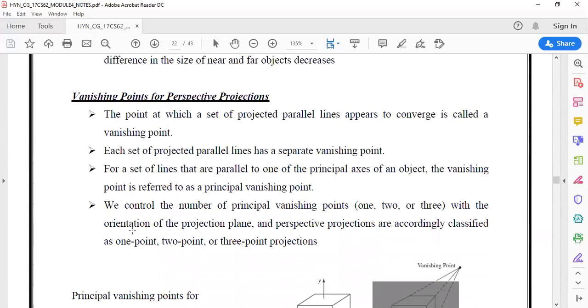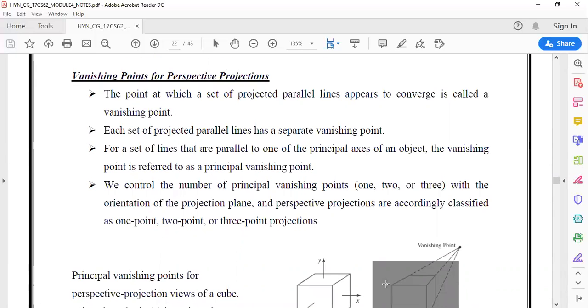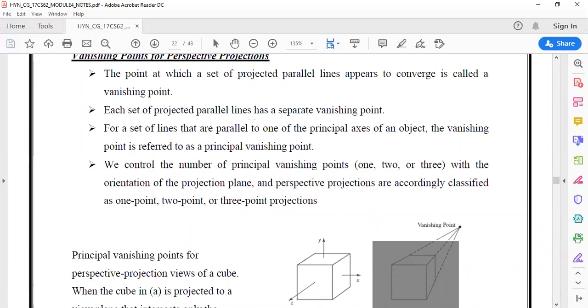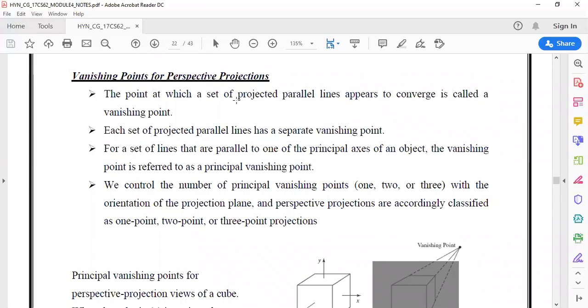The next topic we are discussing is the vanishing point. The vanishing point is the convergence point, related to your center of projection. Where all the projected parallel lines meet or converge is called the vanishing point. It is the same as your center of projection, that is your projection reference point, XPRP, YPRP and ZPRP. That is what is called the vanishing point. Each set of projected parallel lines has a separate vanishing point.